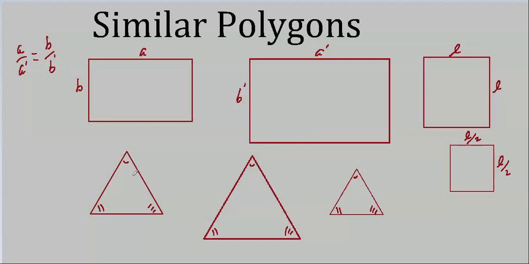And other than me telling you that they're similar, there's no way you could know at this point. We will have some theorems later on that will allow us to prove that two polygons are similar. But right now we're just learning what the heck similar polygons are, so it stands to reason we don't have any proofs yet.